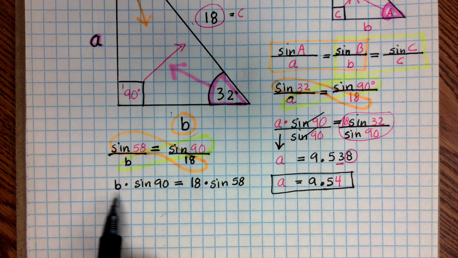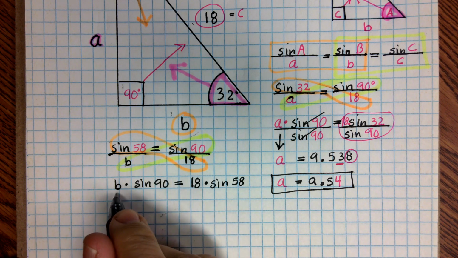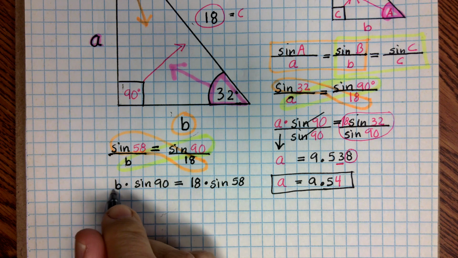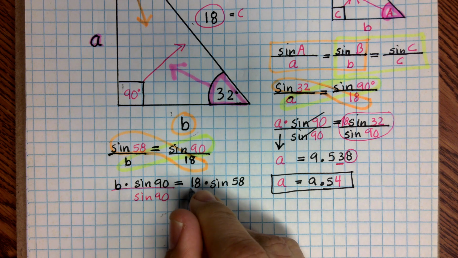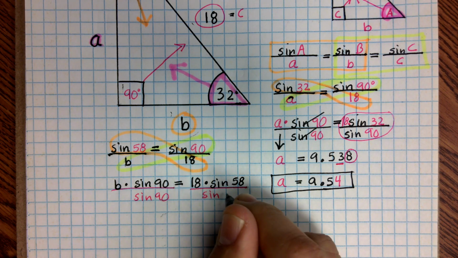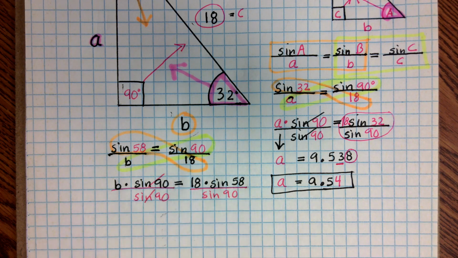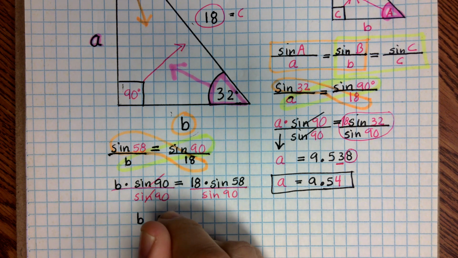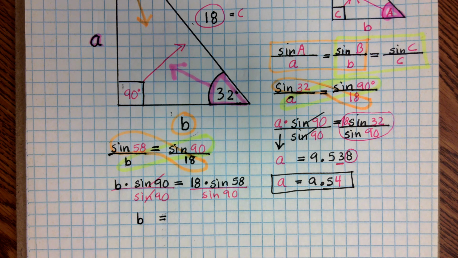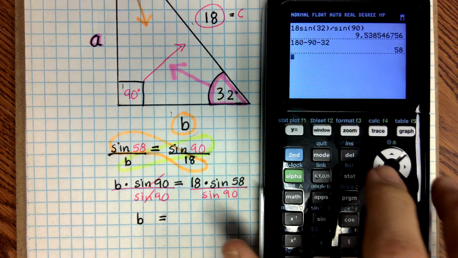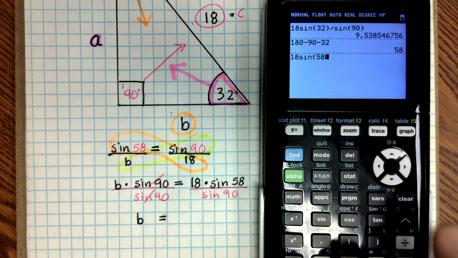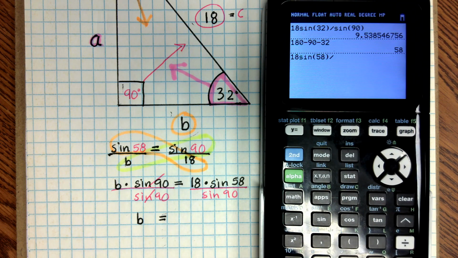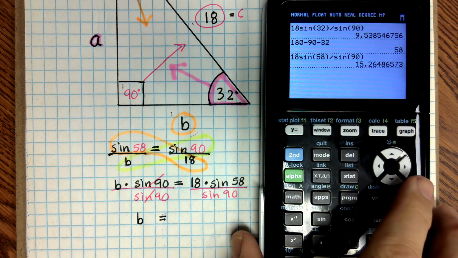Now from this point, I want to isolate b. The way I isolate it is, since it's being multiplied to sine 90, I'm just going to divide out sine 90. And what I do to one side to keep the equation balanced, I'm going to do to the other side. Those cancel, and I'm simply left with b is equal to, and we'll put this in a calculator, let it do all the work. So I'm going to put 18 sine 58 divided by sine 90. And it gives me 15.264.